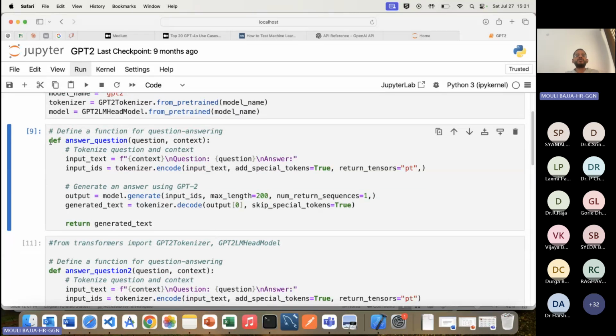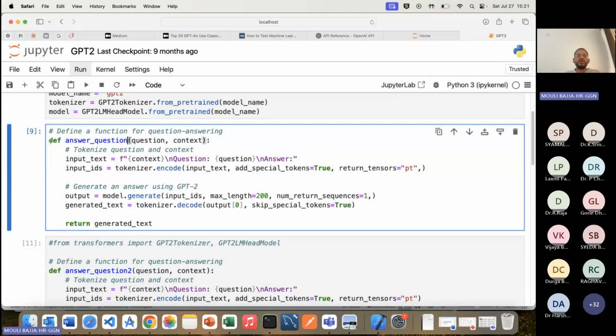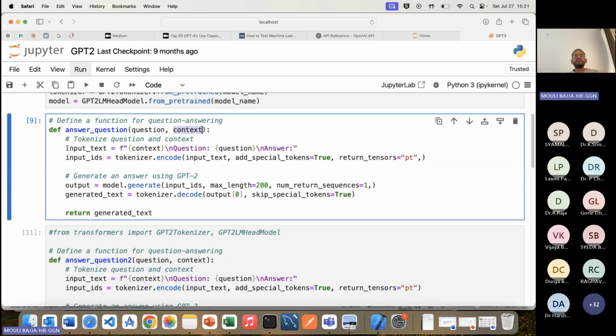Here, I'll construct a function. In this function, the function name is answer question. And within this, I'll provide a question and context. I'll pass these values. Then the process that is happening is a simple process. It will show the input text. The context is mentioned here and the question is mentioned here, just a single line.